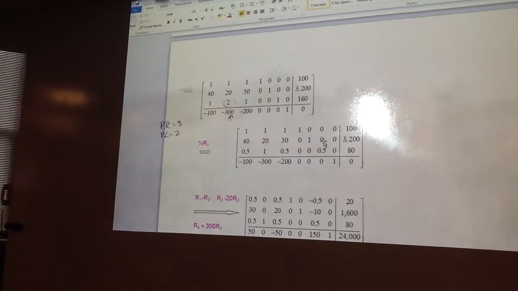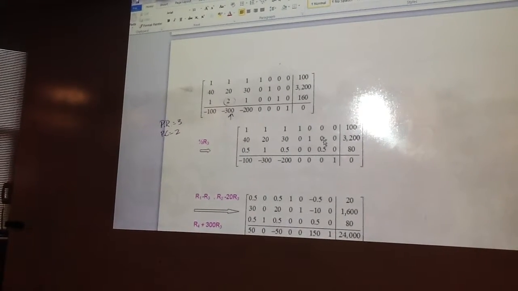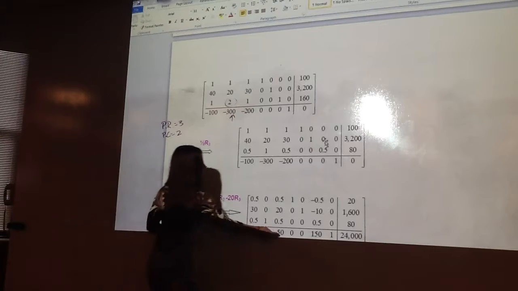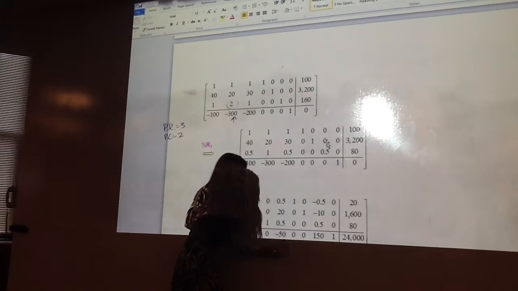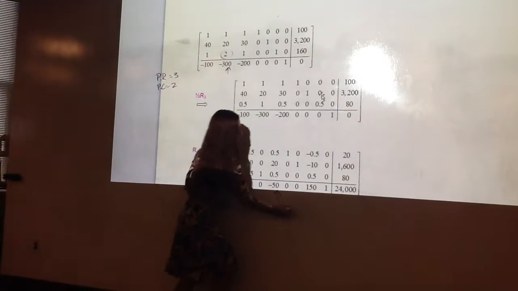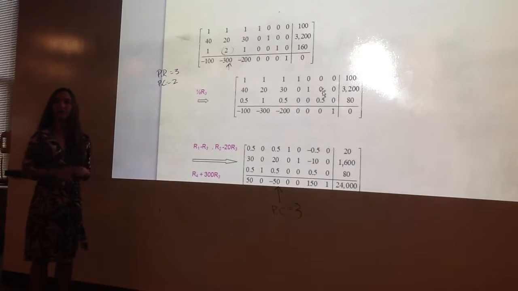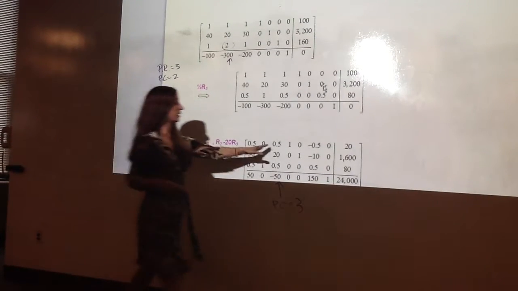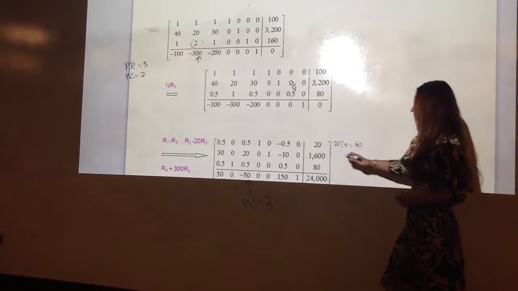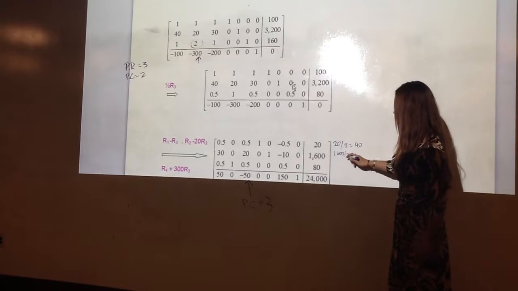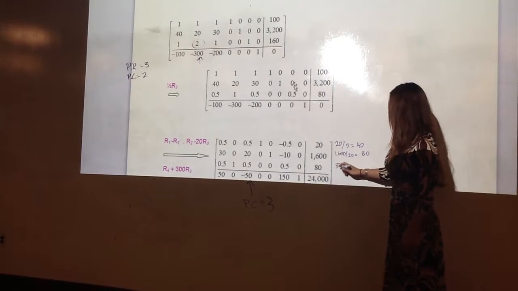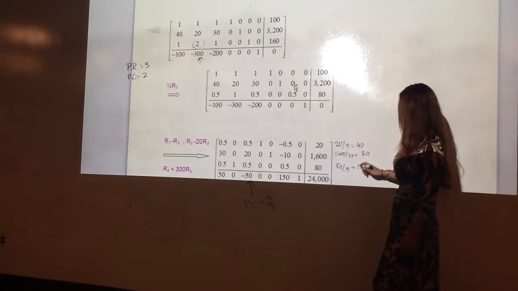Yes. Fantastic. Are we done yet? No, why not? There's still a negative in the bottom row. So, because there's still a negative in the bottom row, that identifies my pivot column as column 3. And then I have to take the right-hand side values and divide them by the values in the pivot column. So 20 divided by half is 40. 1,600 divided by 20, 80. And 80 divided by half is 160.